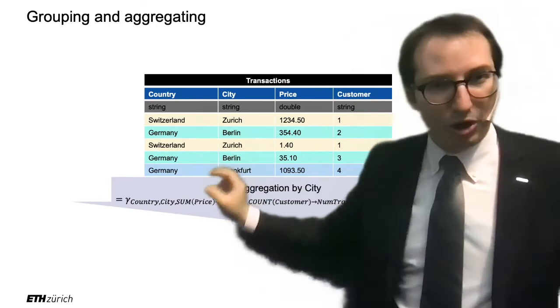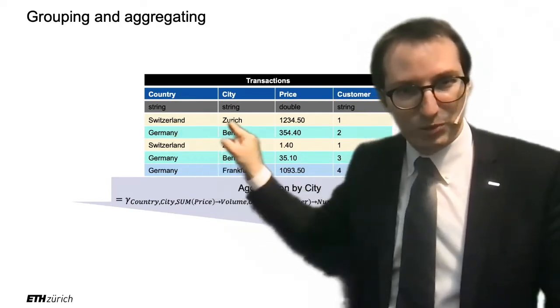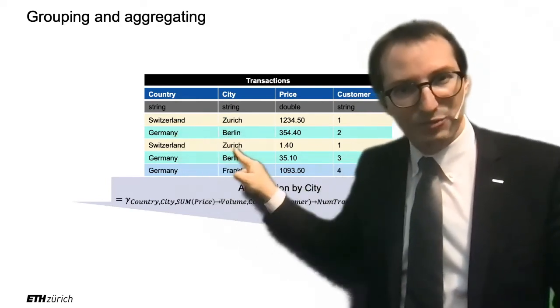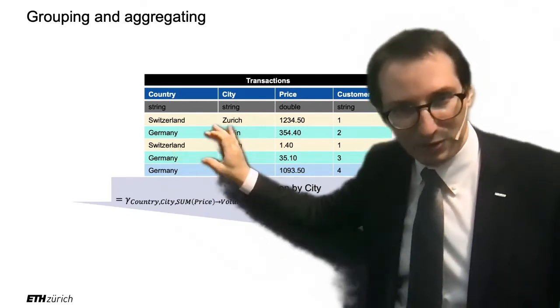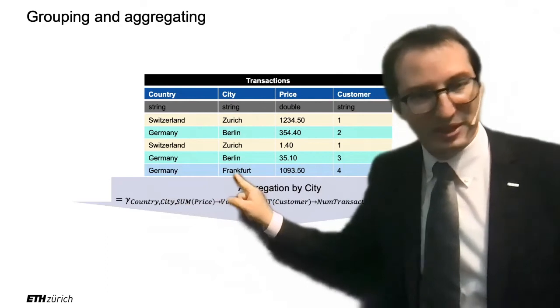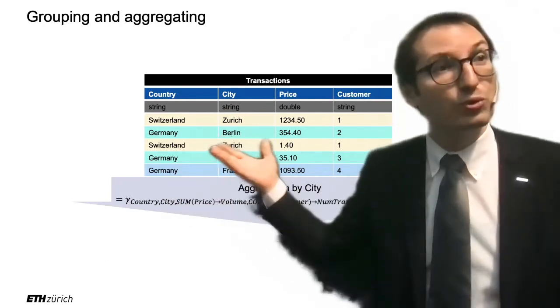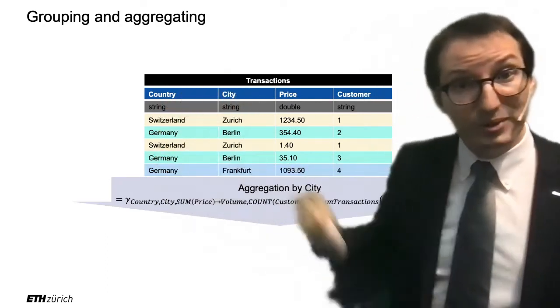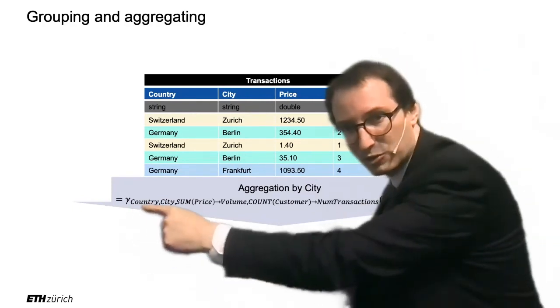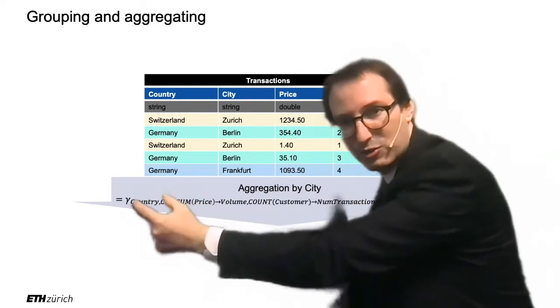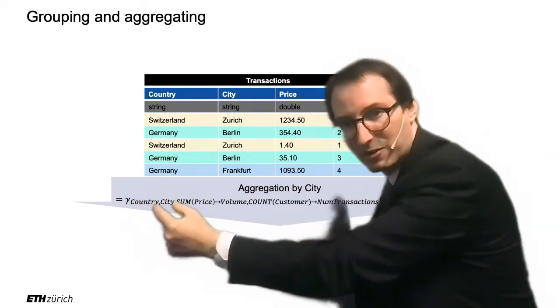So I already put colors in here to help you. So for example, Switzerland, Zurich is one group. And again, we have Switzerland, Zurich. So these two are in the same group. Then we have Germany, Berlin, again, the same group. And Germany, Frankfurt, that's a third, right? So we have three groups in there. I group on country and city. How do I see that in the formula? Look, gamma, country, city, right? If they are standalones, it means this is what I'm grouping on, right?